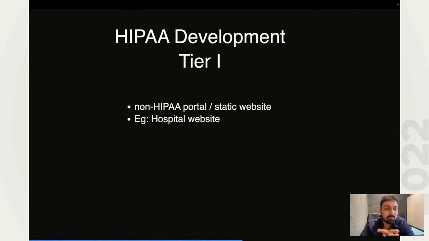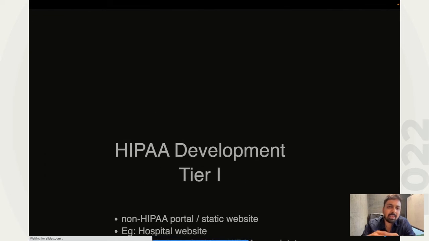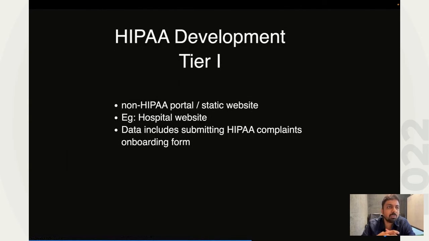This basically means all the static websites or non-HIPAA compliant portals, which are just sharing information, like a hospital website telling what facilities it provides, right? They come under tier 1. In these typical websites, what information we generally capture is that we sign an agreement or fill up an onboarding form, right? That's the only data these websites are capturing.